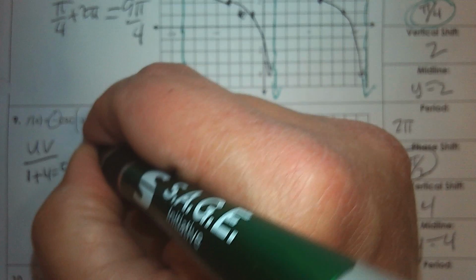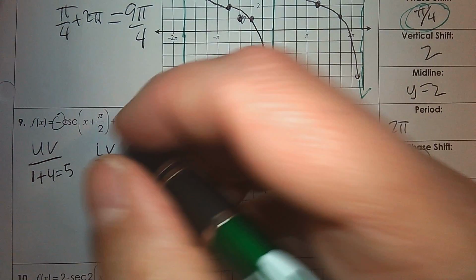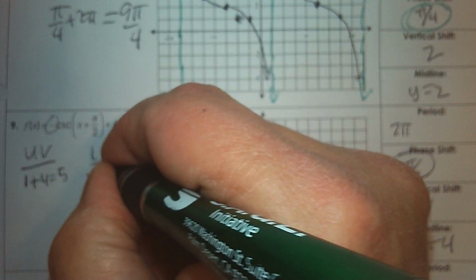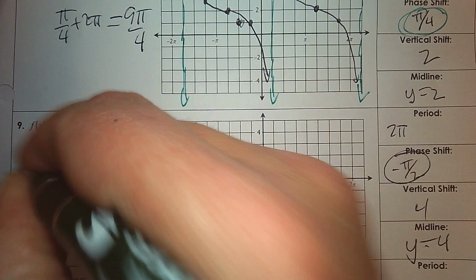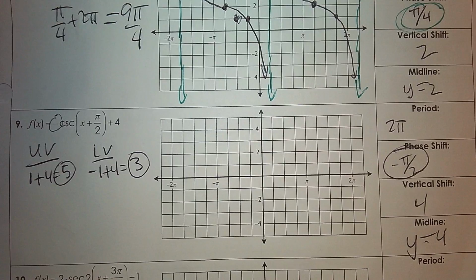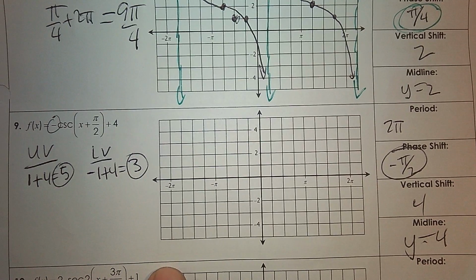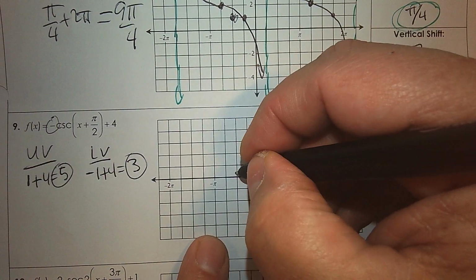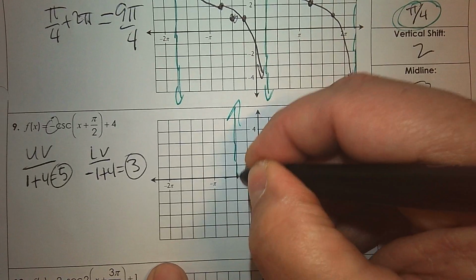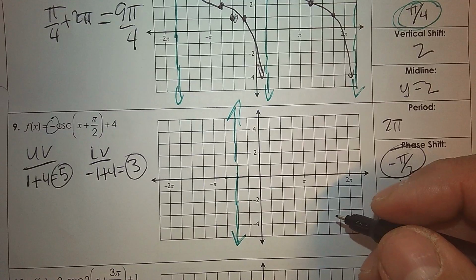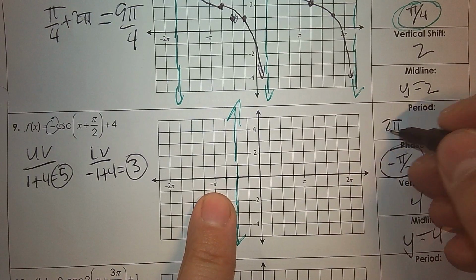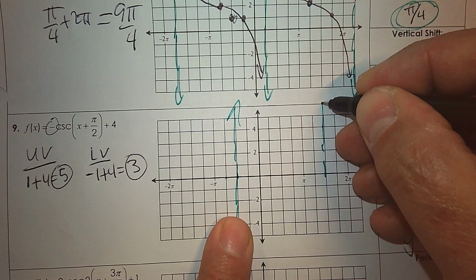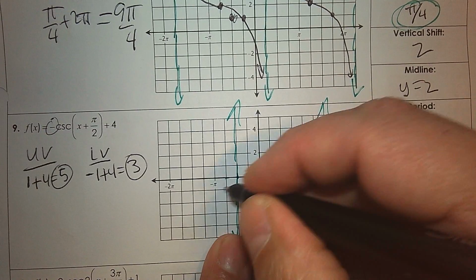My lower vertex would have been at negative 1, but again, I'm going to add 4. So now my lower vertex is at 3. Those are my upper and lower y coordinates of my vertex. Cosecant starts with an asymptote. So at negative pi over 2, I'm going to start with an asymptote. Then I apply 2 pi, so I add 2 pi to it, and there's an asymptote.